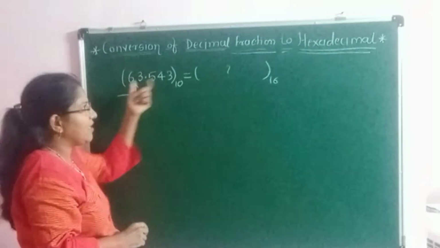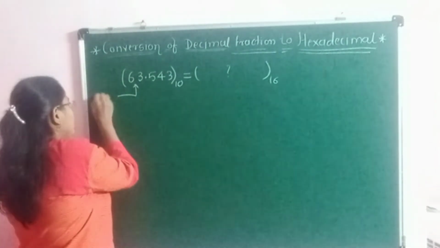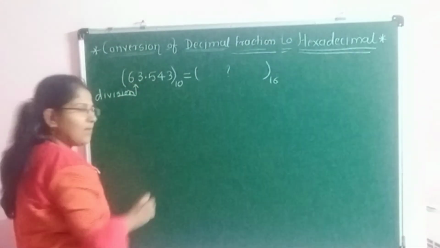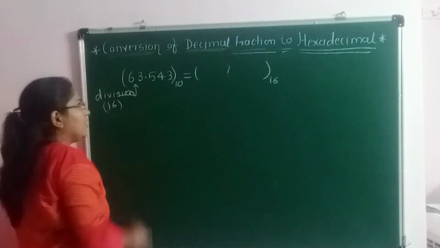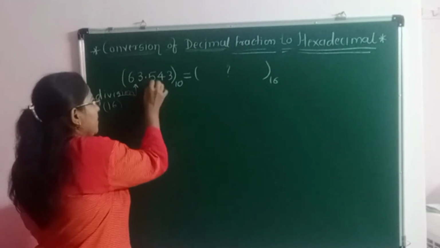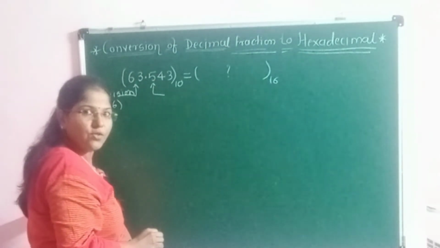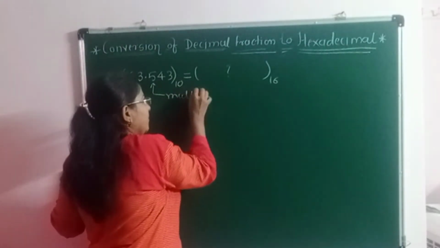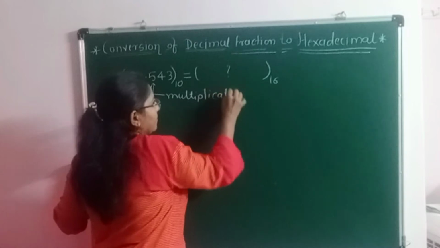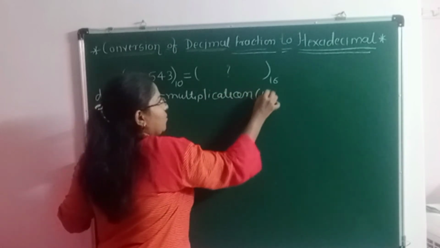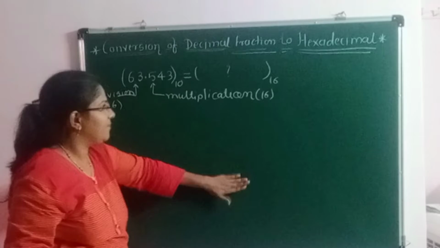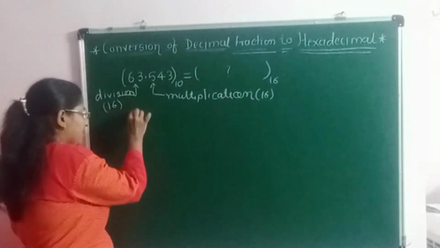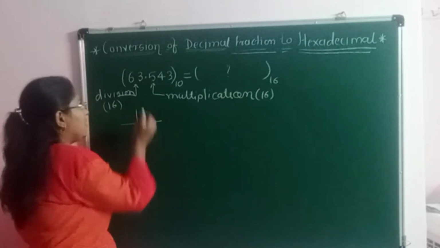To convert the integer into hexadecimal, we have to use the division method, in which we are going to divide this integer number by 16. And then we have to convert the fractional part into hexadecimal, where we are supposed to use the multiplication method, in which we are going to multiply this fractional part by 16. Okay.